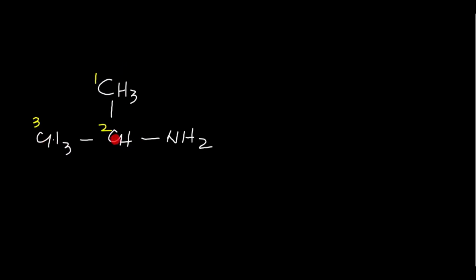So what is the IUPAC name of this molecule? Assign the IUPAC name to this molecule. What is the position of amino group? Amino group is attached to the second carbon. So it is 2 amino. How many carbon atoms are there in alkane part? There are 3 carbon atoms. So the name of this molecule will be 2 amino propane.